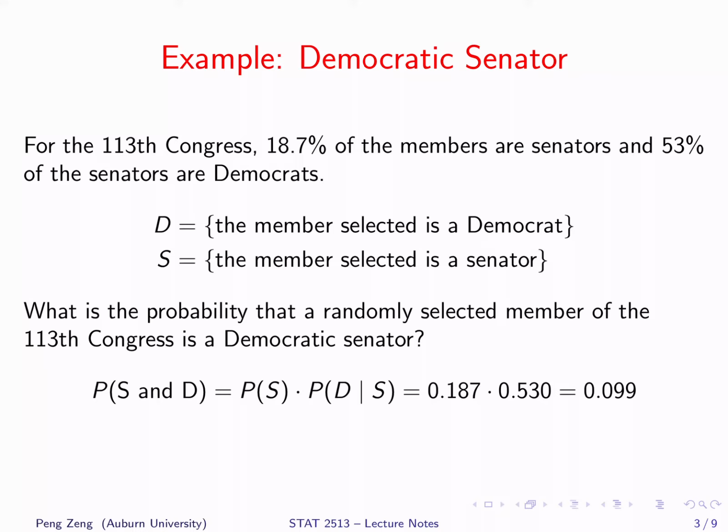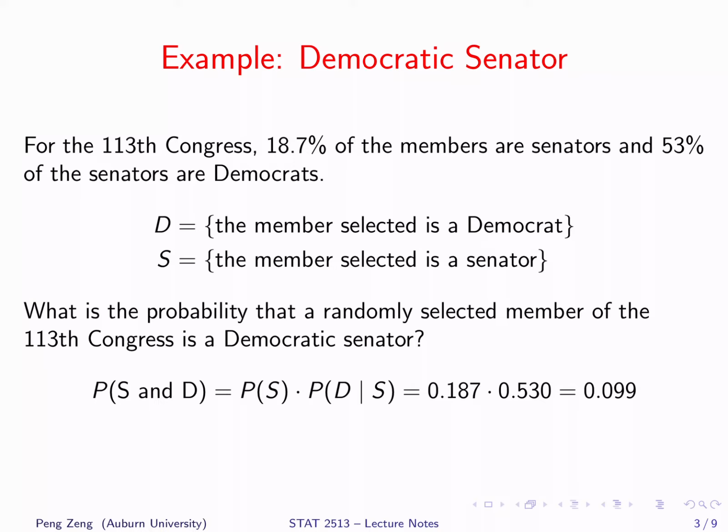For the 113th Congress, 18.7% of the members are senators, and 53% of the senators are Democrats. We define two events. Let D be the member selected being a Democrat. Let S be the member selected being a senator. The 18.7% is essentially probability of S. The 53% is essentially the probability of D given S, a conditional probability.